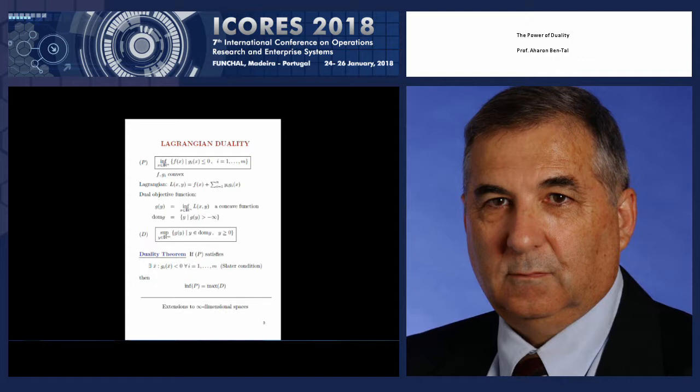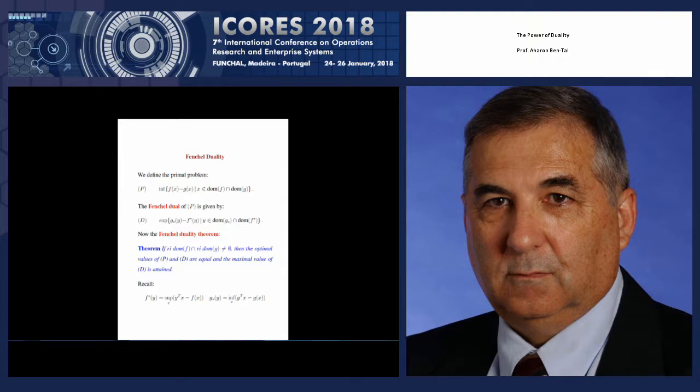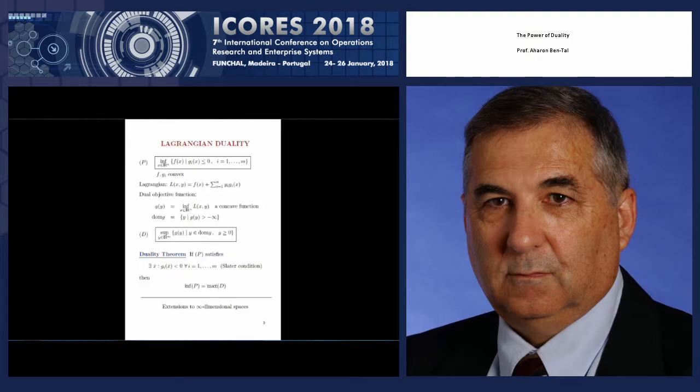Now, I present here at least 3 or even 4 types of duality. The duality is different based on how you present the original primal problem. So in the usual way that we are accustomed to, namely minimize f subject to g_i less than or equal to 0, the scheme of duality is the Lagrangian duality.